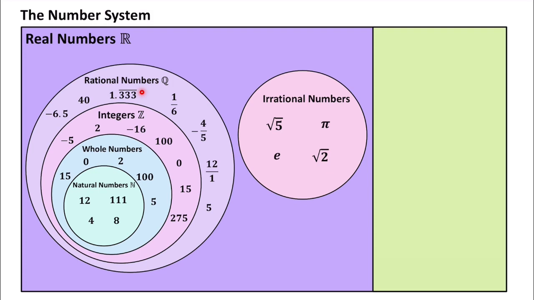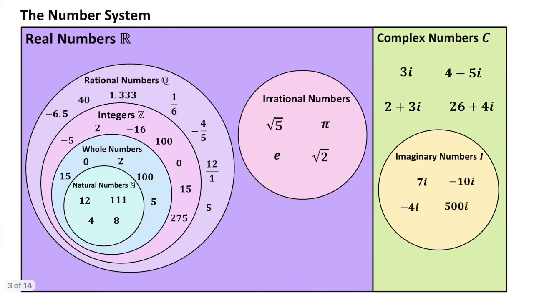So within our rational numbers, we have our set of integers. Within our set of integers, we have our set of whole numbers, which is all the positive integers and 0. And then within the set of whole numbers, we have our natural numbers, which is just the positive integers. So what we're going to do now is expand this number system to include complex numbers. And then within our complex numbers, we have a set of imaginary numbers, which is what we're going to be talking about in today's video.